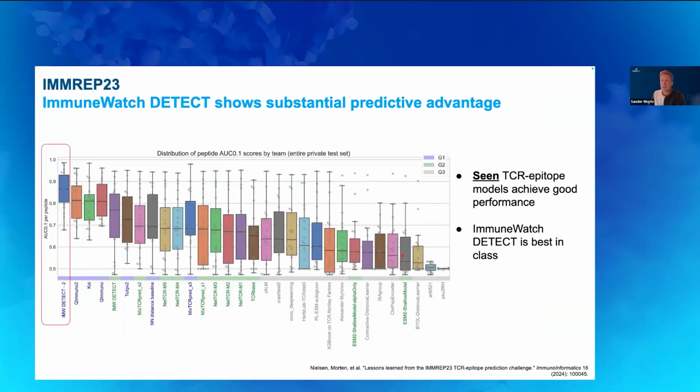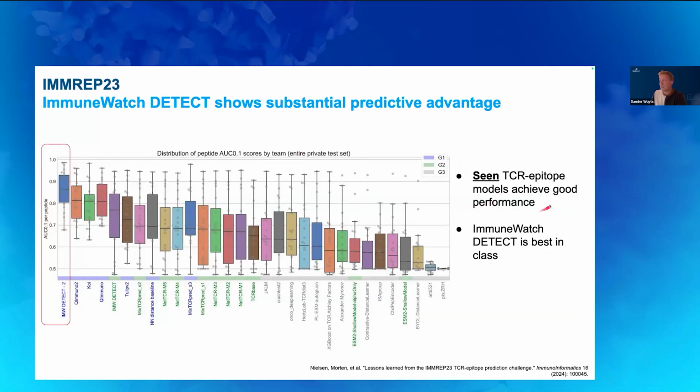These are the results of the IMRAP 23 benchmark, which was also published at the end of last year in a journal called Immunoinformatics. So if you want to learn more, feel free to read that paper. And these are not my words, but this is literally what's been put down in the paper. ImmuneWatch DETECT shows a substantial predictive advantage compared to all other models evaluated in this competition.